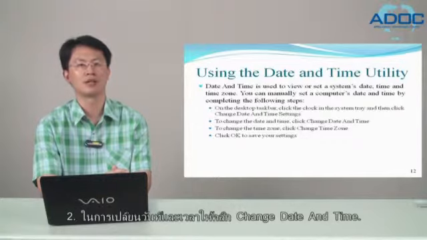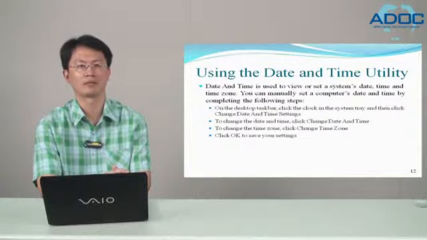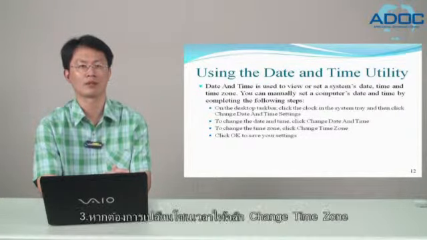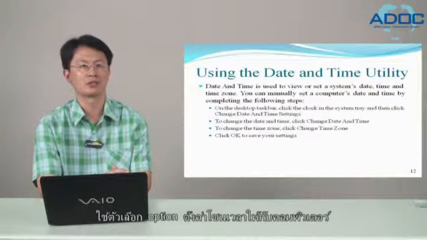Second, to change the date and time, click Change Date and Time. Use the options to set the system date and time as appropriate, and then click OK. Third, to change the time zone, click Change Time Zone. Use the options to set the time zone for the computer.